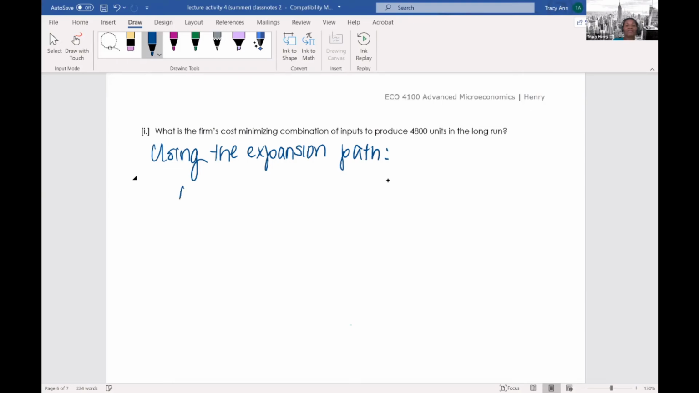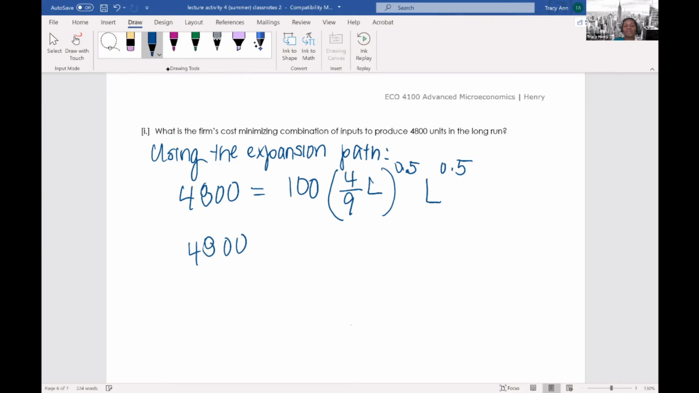So I'm going to say 4,800 is going to be equal to 100 times (4/9 L) to the 0.5 times L to the 0.5. So my 4,800 is equal to 200 over 3 times L. My L is equal to 4,800 in my rickety calculator times 3 divided by 200. L is equal to 72.